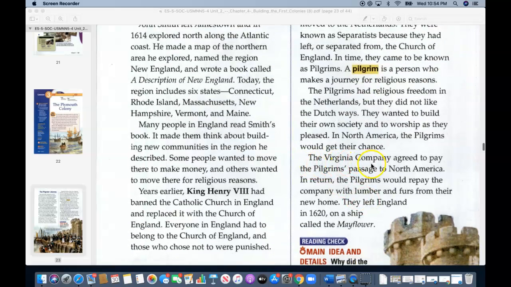The Virginia Company agreed to pay the Pilgrims' passage to North America. In return, the Pilgrims would repay the company with lumber, which is wood, and fur from animals, from their new home. They left England in 1620 on a ship called the Mayflower.